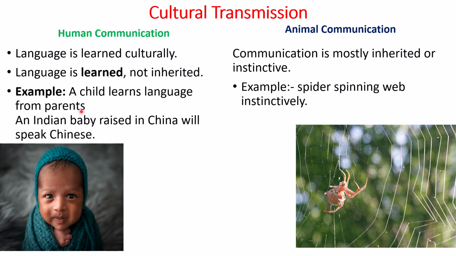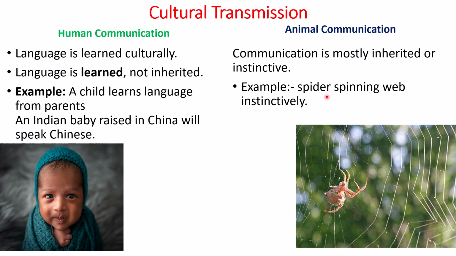For example, a child learns language from parents and society. If an Indian boy is raised in China, he will speak Chinese. A child born in India and adopted by a Chinese family will grow up speaking Chinese, not Hindi or Telugu. So language is learned culturally, from parents, surroundings and society. Whereas animal communication is mostly inherited or instinctive. It is not learned.